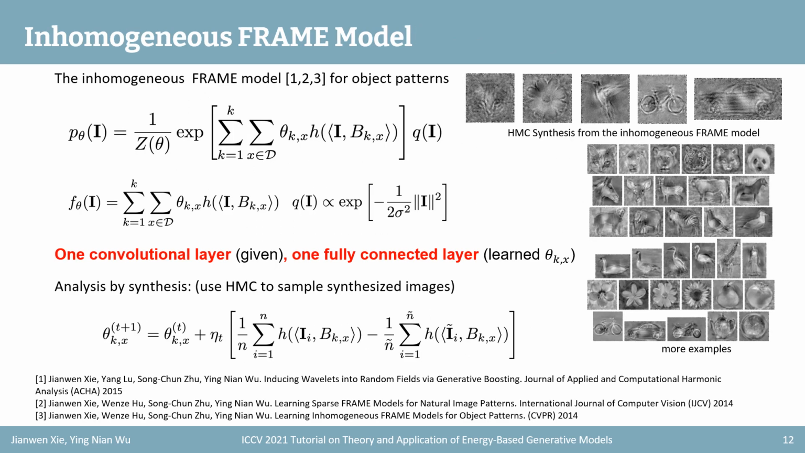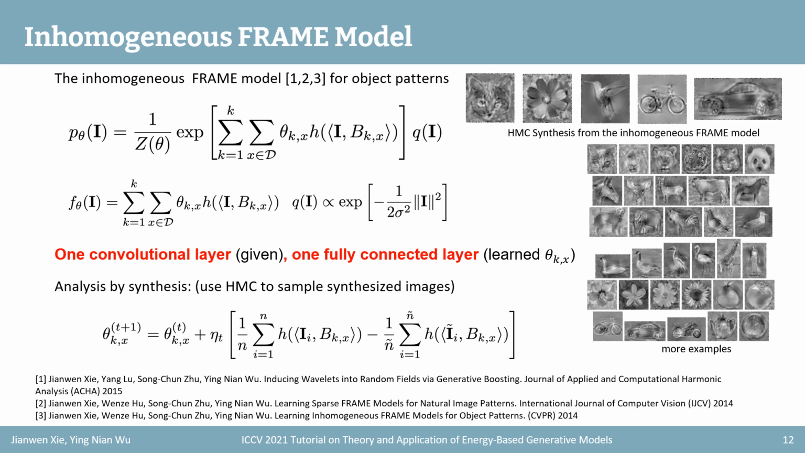Since the original frame model for texture is homogeneous, it cannot be used for object patterns. The inhomogeneous frame model is a non-stationary Markov random field model that reproduces the observed statistics of Gabor filter response at all the different locations, scales, and orientations. It used HMC for sampling.